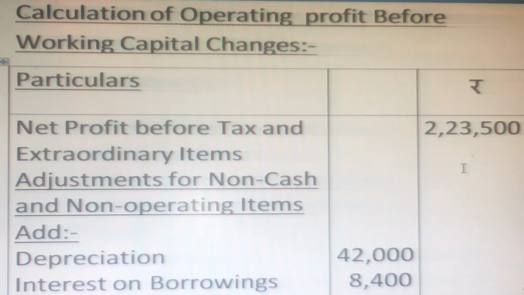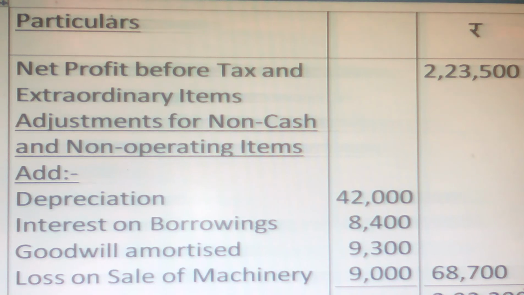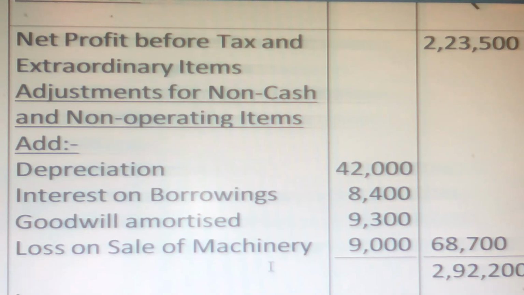Okay. So net profit before tax and extraordinary item is 2,22,500. Here your only question is adjustments for non-cash and non-operating items. Your depreciation you want to add, 42,000. Interest on borrowings, you want to add. It's coming under non-cash, not related to the business.